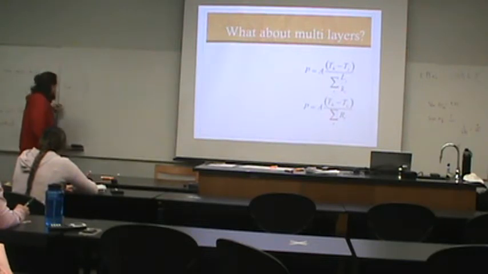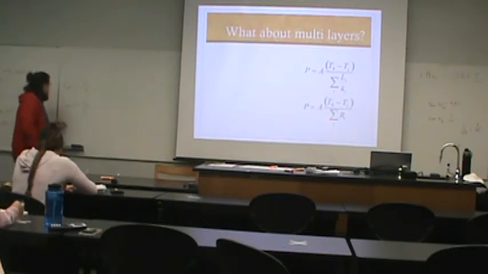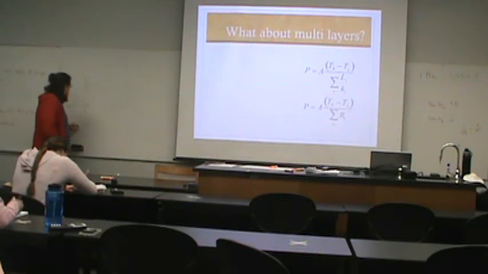Then we look at the second layer, and if that's air, it has a certain thickness, and we would use the K for air. And then the third layer would have its length and its material.